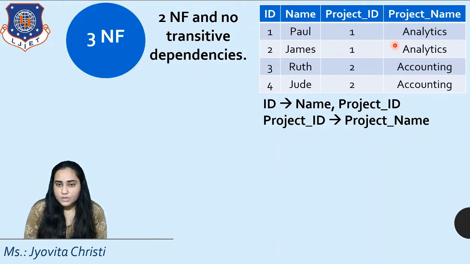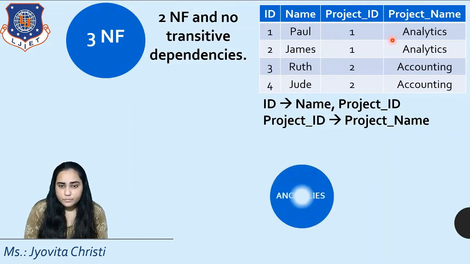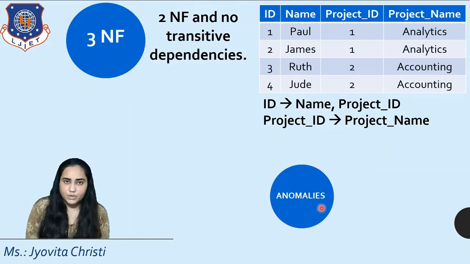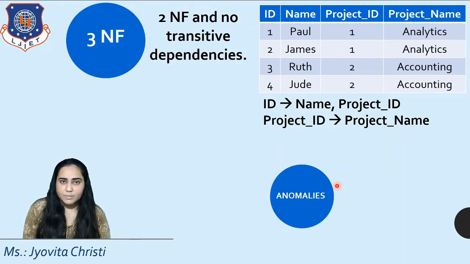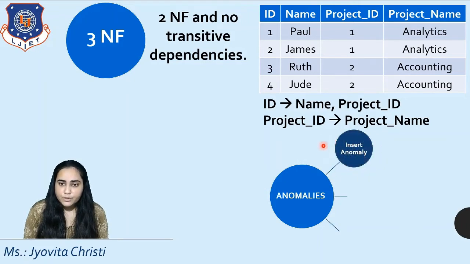Now, of course, this causes problems which are known as anomalies. These are the same anomalies which were caused in 2NF. And the first anomaly, of course, is the insert anomaly. If you want to insert a new project and you don't know yet who's going to work on that project, then you will have to leave the ID and name blank or null. And again, null values are not desirable in any database.